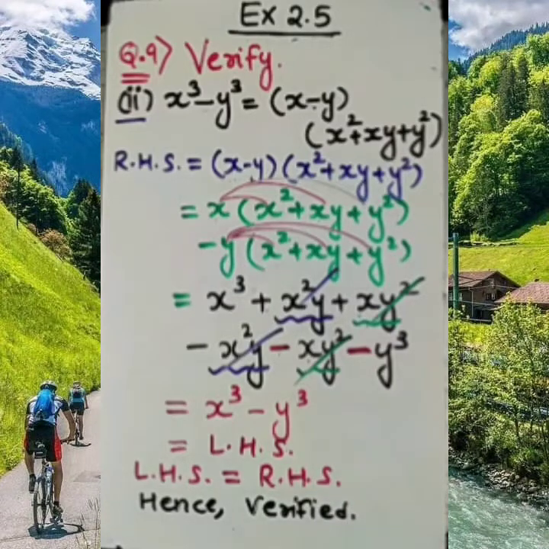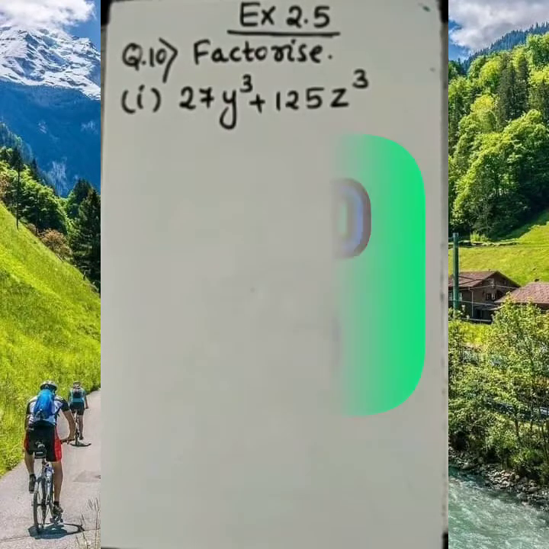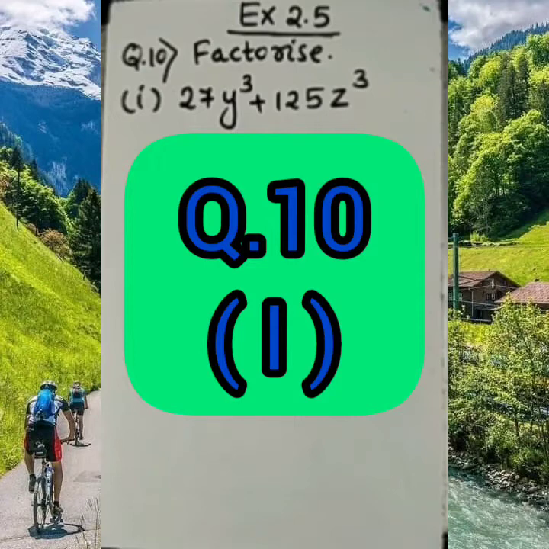Is it clear to you? This is the solution of question number 9, the second part, which is quite easy. So here you have exercise 2.5, question number 10 now.